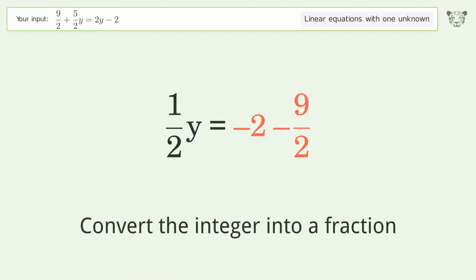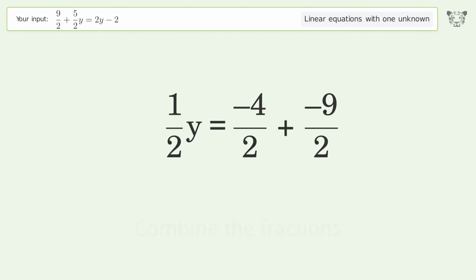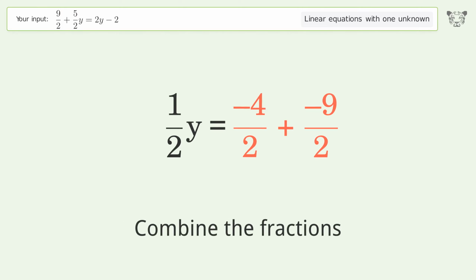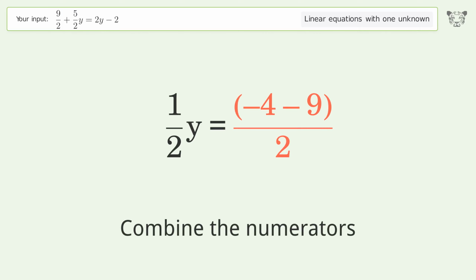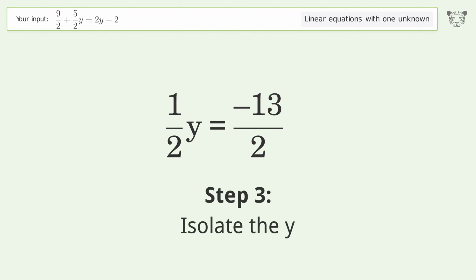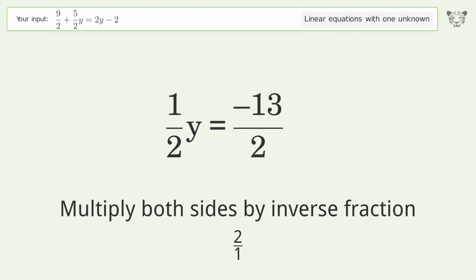Convert the integer into a fraction. Combine the fractions. Combine the numerators. Isolate the y. Multiply both sides by inverse fraction 2/1.